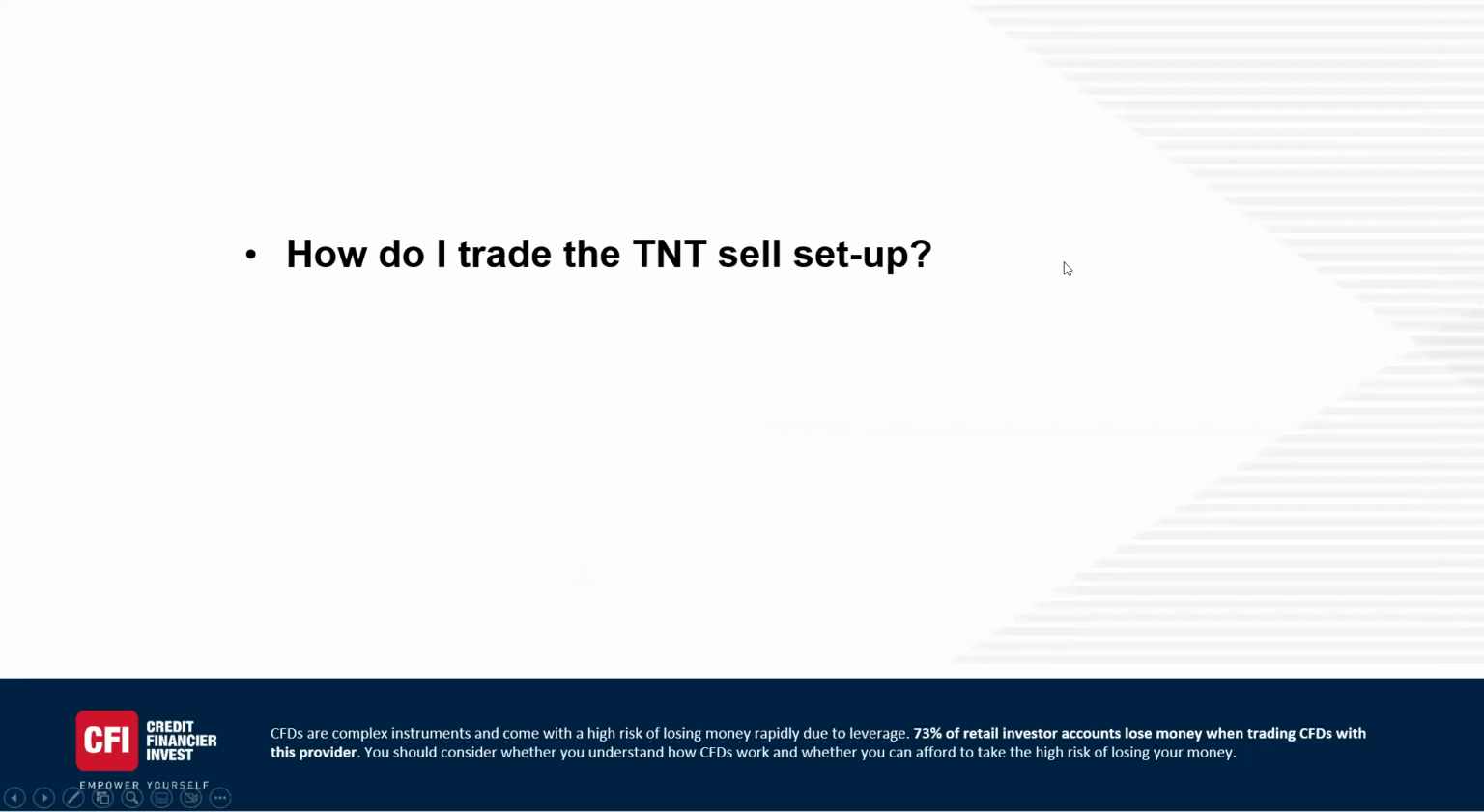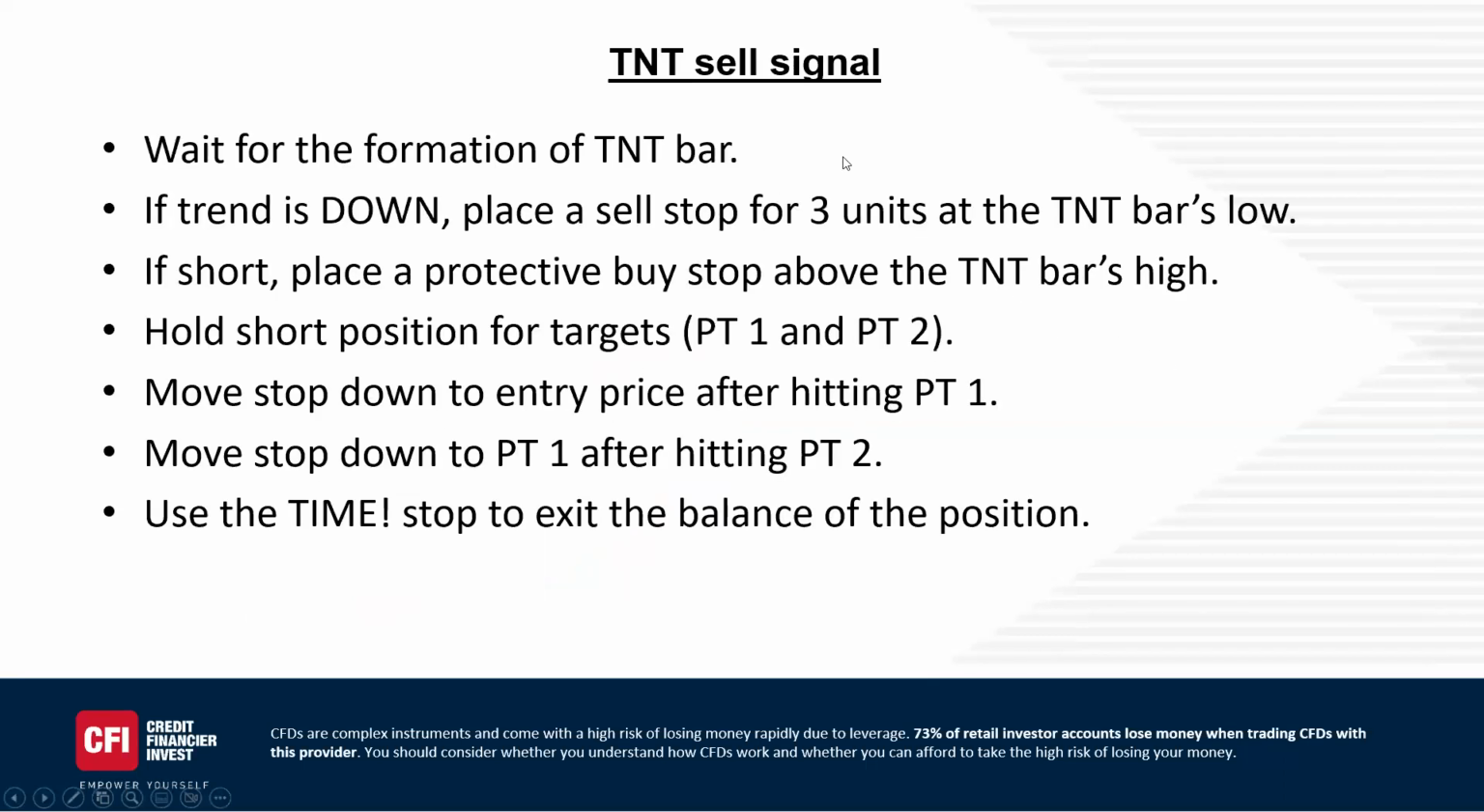Now, let's talk what works on the upside should always work on the downside. So let's look at the TNT sell signal setup. So first things first, wait for the formation of the bearish TNT setup. And that consists of, if you recall, a bearish thrust bar followed by a non-thrust bar. If the trend is down, and we've seen that, we place a sell stop just below the low of the TNT bar, selling the breakout, looking for the market to break down.